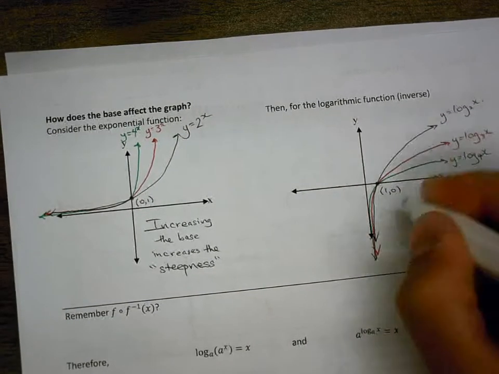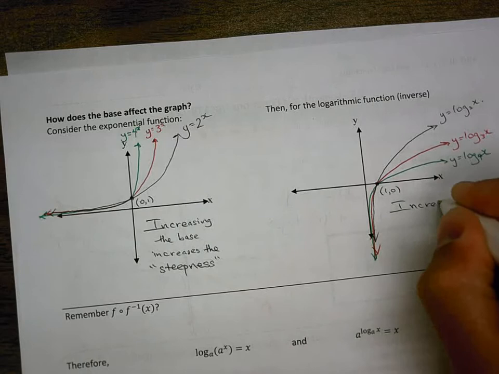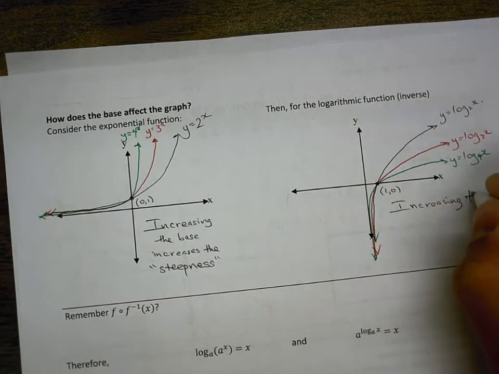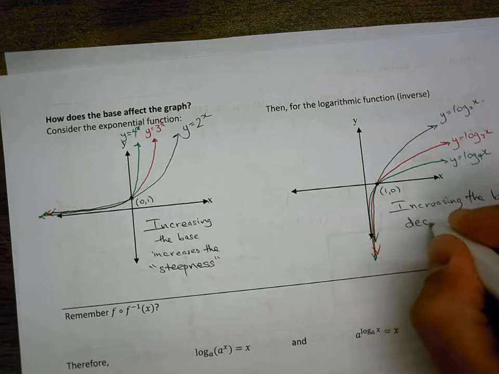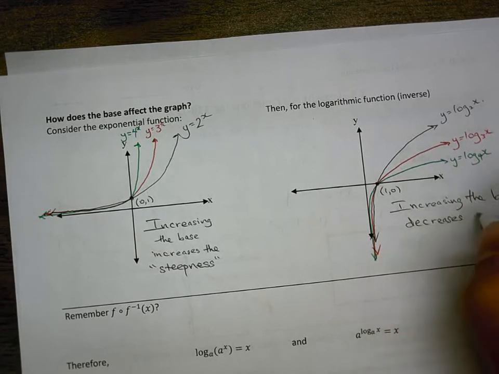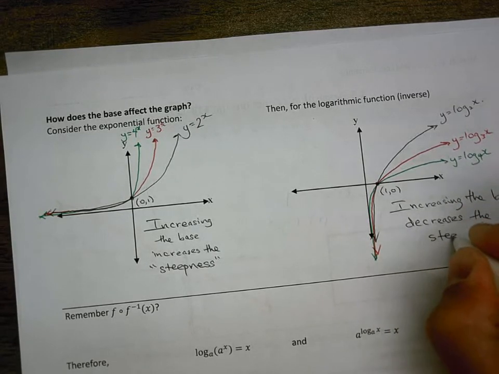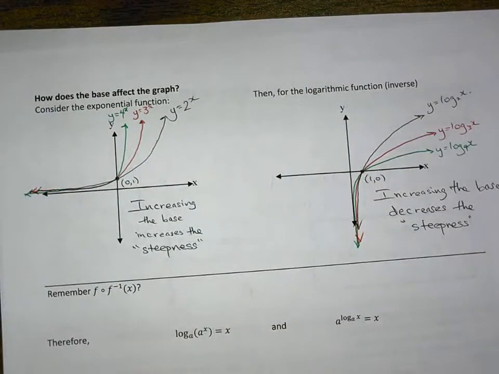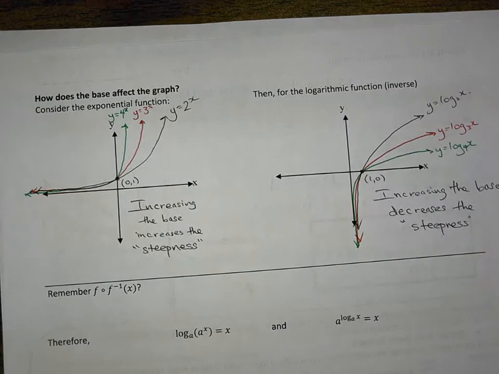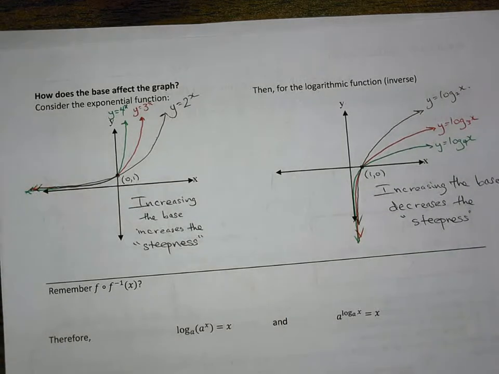And this is 0.10. In the same way, increasing the base decreases the steepness. So hopefully that answers that kind of question we've been thinking.